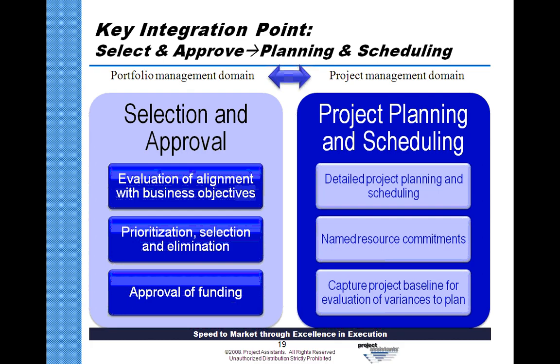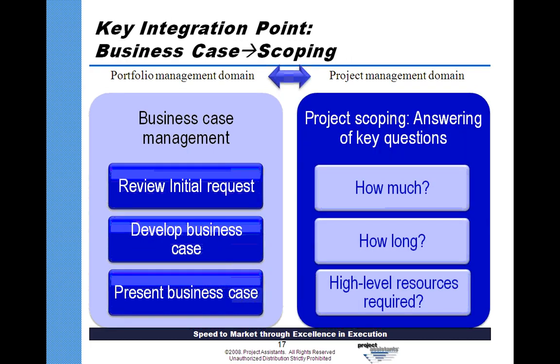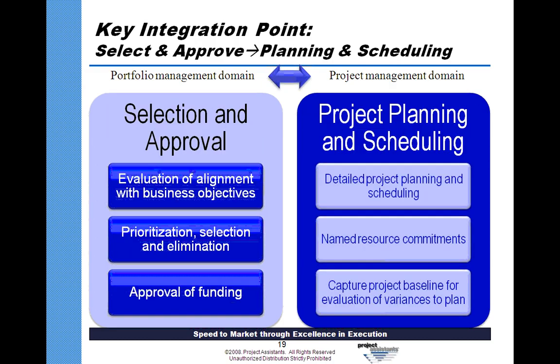Okay, so hopefully, if we go through the process, this is the fourth example of the integration points. We had this integration point between request management and then identification and submitting of project needs. We have the business case versus the scoping. We have the initial rating and review versus scope adjustment. And now we have the real world, and portfolio can't avoid meeting the real world of project management. The portfolio world is not going to execute the project. So we have the reality of this being probably one of the most well-known and necessary integration points between these two domains.